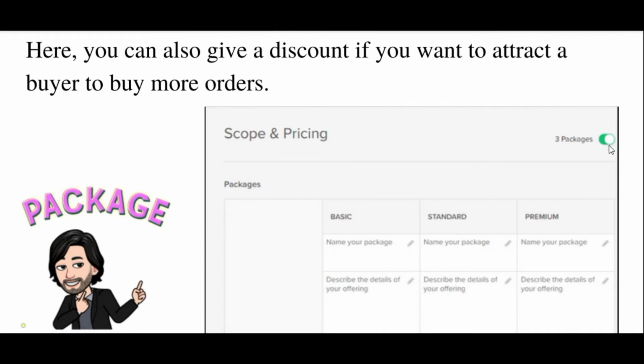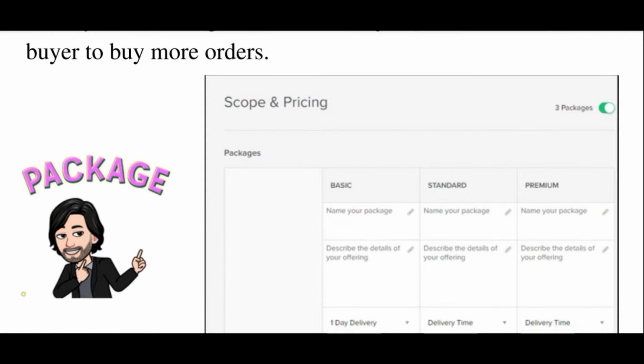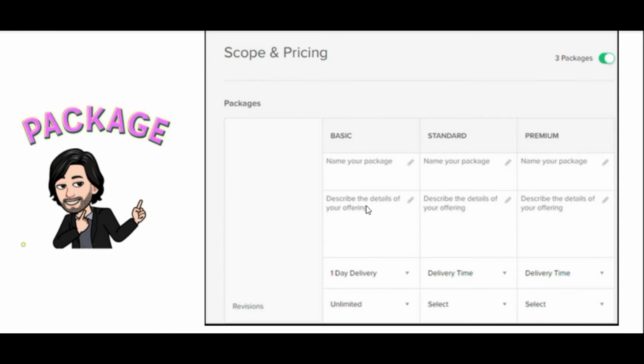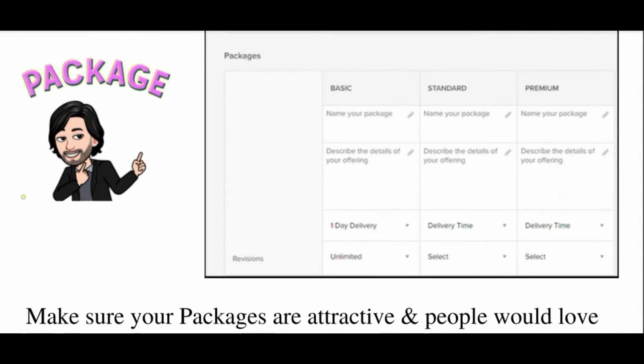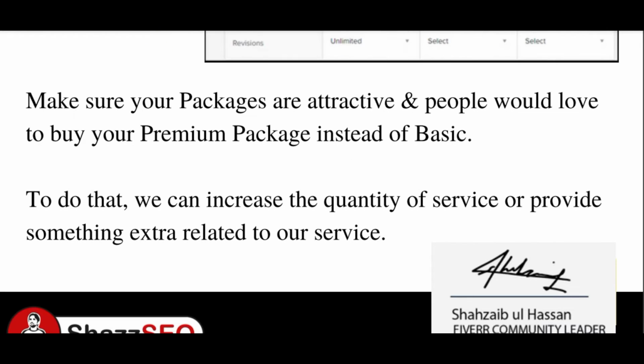So you have to switch on these 3 packages, and here you can set your package's name, write a good description for your package, set delivery time, number of revisions, and prices will be mentioned in gig packages. Make sure your packages are attractive and people would love to buy your premium package instead of basic. To do that, we can increase the quantity of service or provide something extra related to our service.